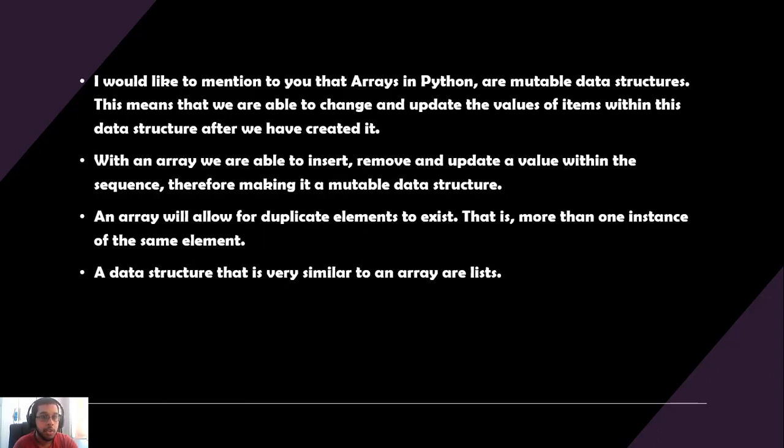I would like to mention to you that arrays in Python are mutable data structures. This means that we are able to change and update the values of items within this data structure after we have created it. Within an array, we are able to insert, remove, and update a value within the sequence, therefore making it a mutable data structure. An array will allow for duplicate elements to exist. That is, more than one instance of the same element. A data structure that is very similar to an array is a list.